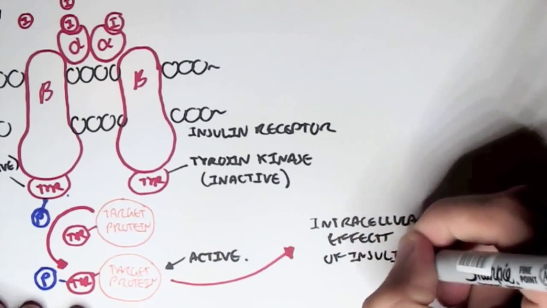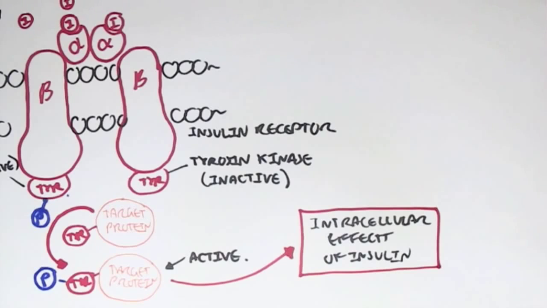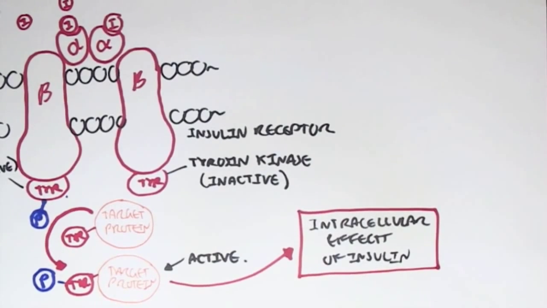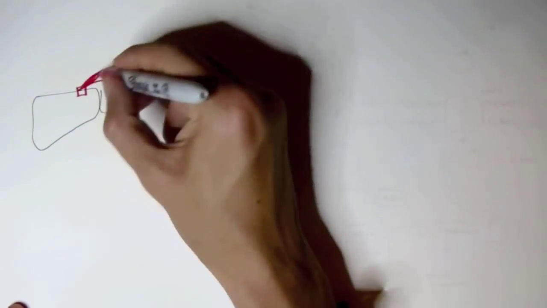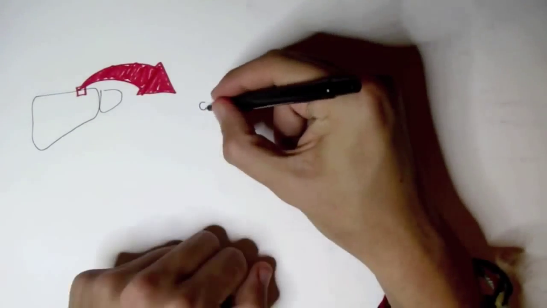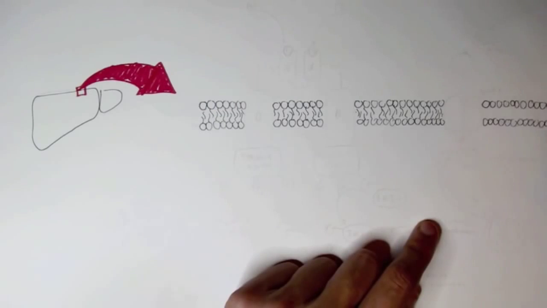I hope you understood that. That was a brief overview. But now let's look at this tyrosine kinase receptor in a bit more detail. So let's look at it again in a bigger picture. So here we have the liver. We'll cut a cross section here and look at one of the hepatocytes, the cell membrane of the hepatocytes.